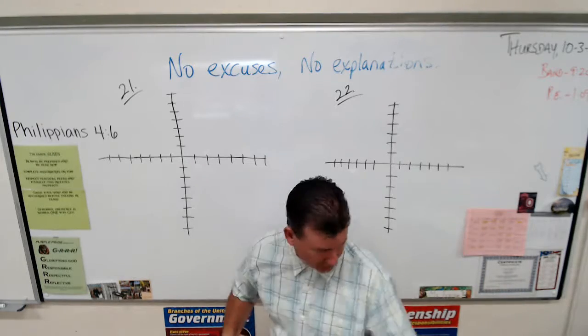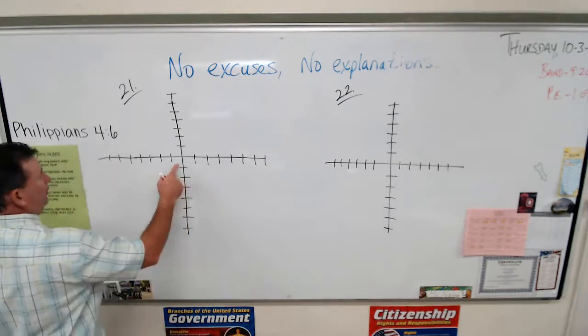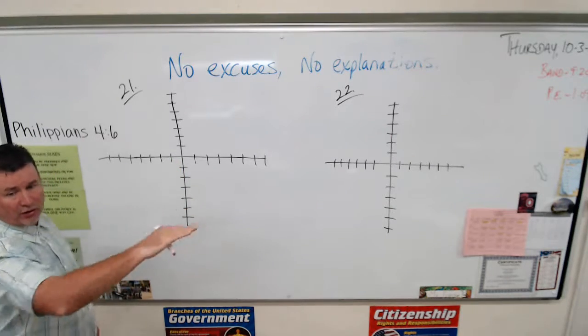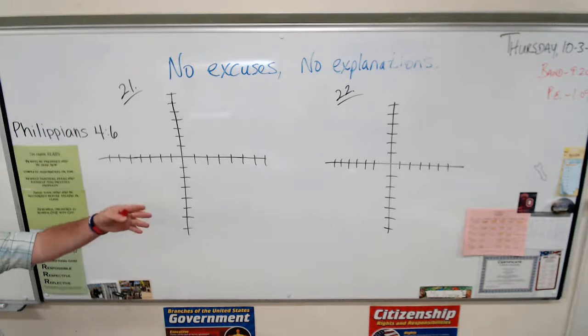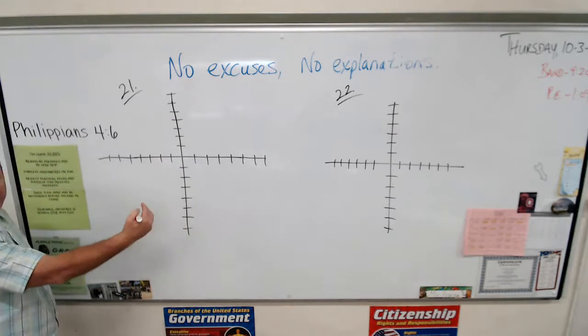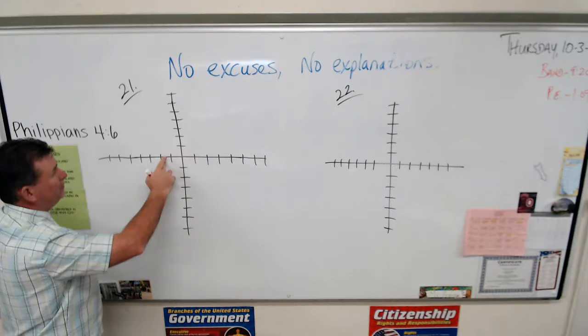-2, 6. This is number 21. So I go, remember, you go horizontally first. Run before you jump. -2 to the left. Negatives to the left. +6. Positive is up.